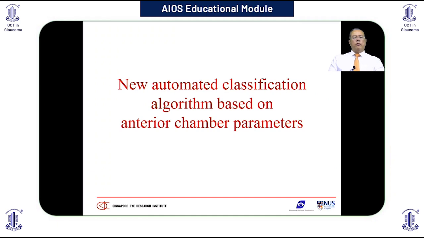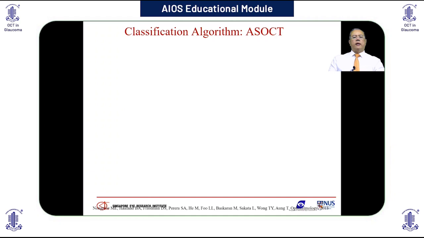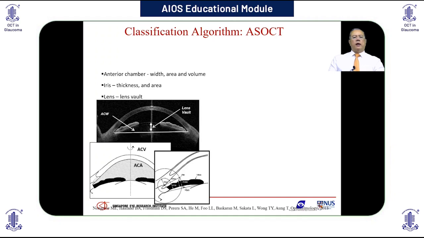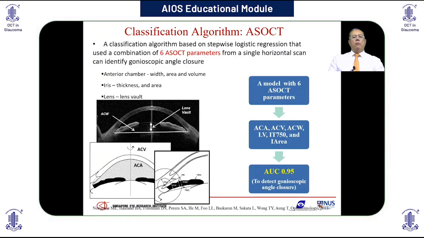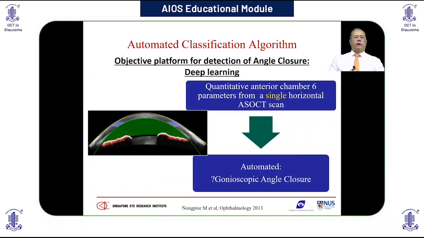We're also looking at new methods of classifying the angle closure risk factors using anterior chamber imaging. Here you can see a paper where we combined six anterior segment OCT parameters to see whether you could improve detection of the risk for angle closure. In this study we published last year, we found that if you combine these parameters, you can get an AUC of almost 0.95. Perhaps in the future, this could be a very good method of determining angle closure based on a single scan.